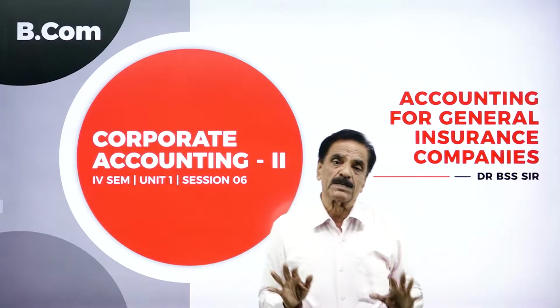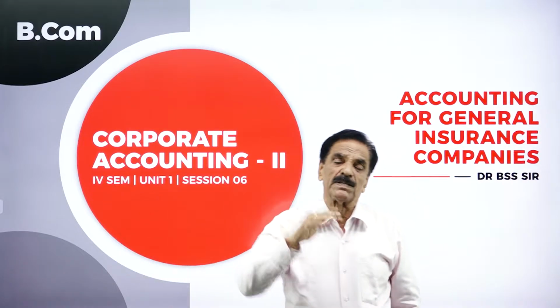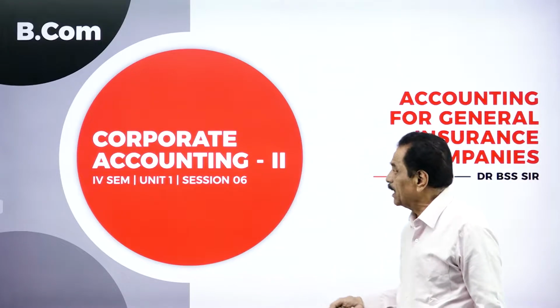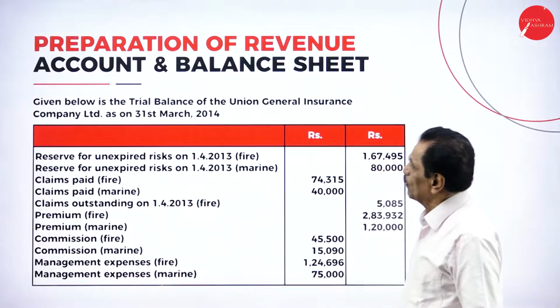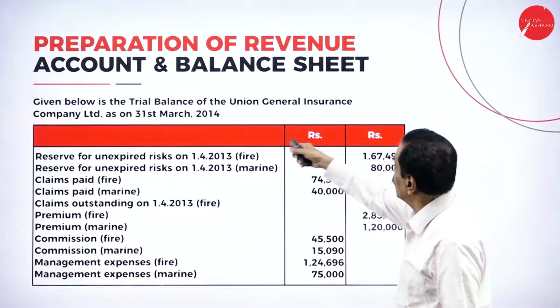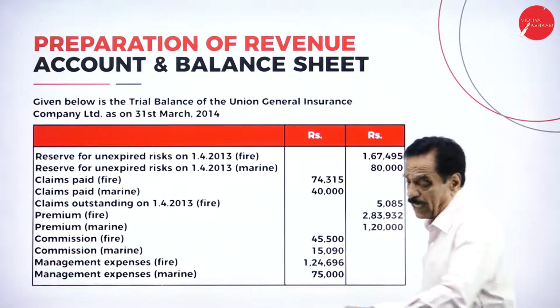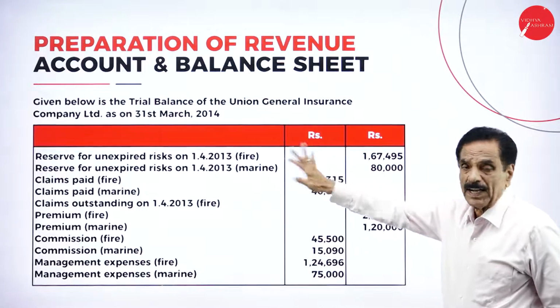Regarding the operating expenses, whatever the management expenses, that should be taken into consideration. We'll go with the trial balance now. Given below is the trial balance of Union General Insurance Company as on 31st March 2014. So they have given the trial balance.